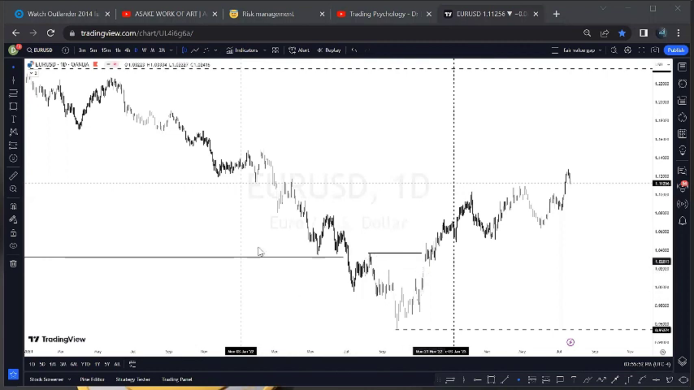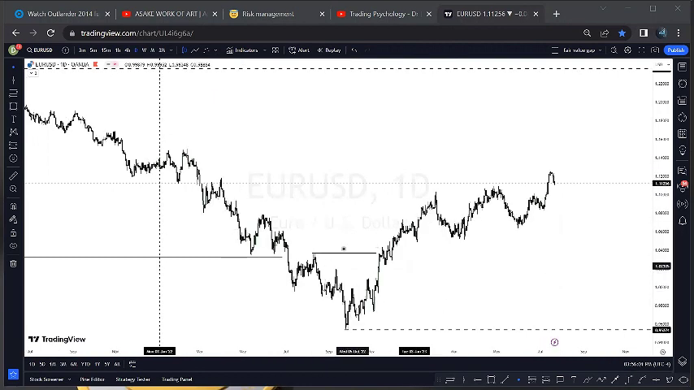So what I was saying is that when I said focus on the daily time frame, I don't mean take your entry from the daily time frame. No. When I say focus on the daily time frame, I don't mean take your trade from the daily time frame.